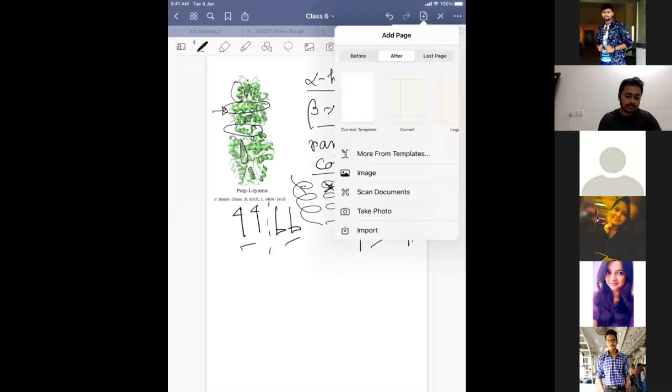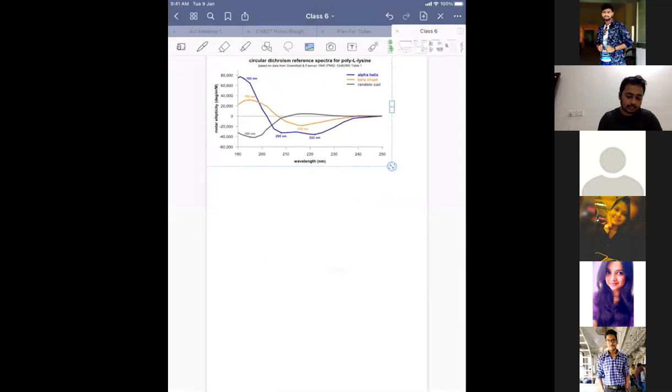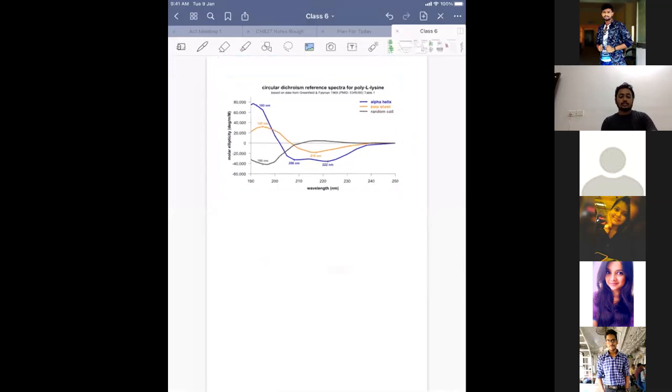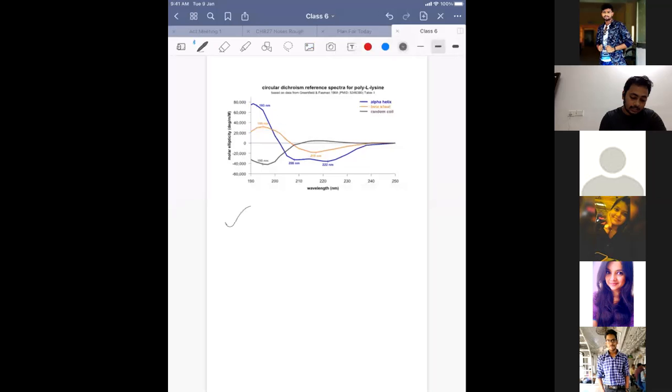If yes, then I'll go to the next one. So over here, I'm going to show you the alpha helix, beta sheet, and random coil structure, how the CD actually looks. This is the CD structure of alpha helix, beta sheet, and random coil. I'm going to follow the same colors they are showing. For random coil, they have used gray, so I'm using gray.